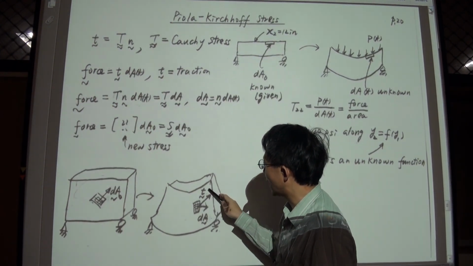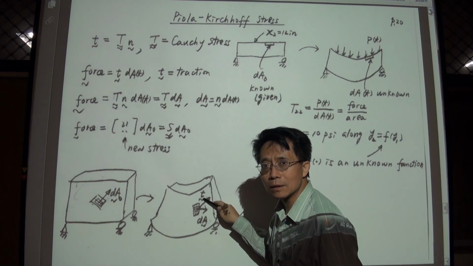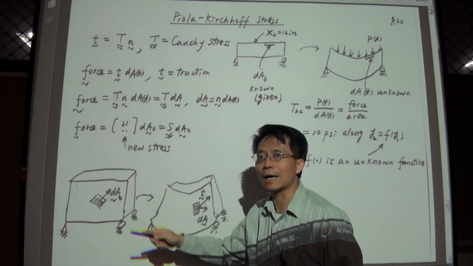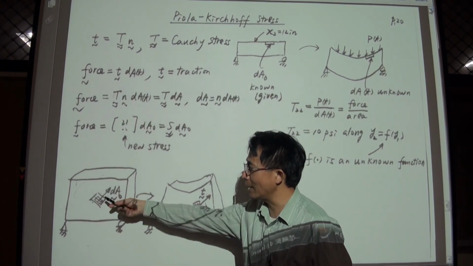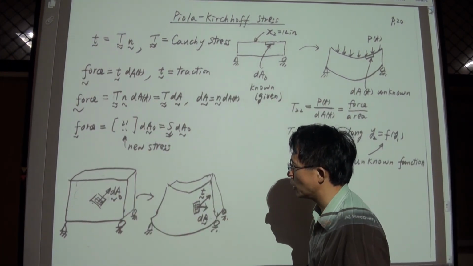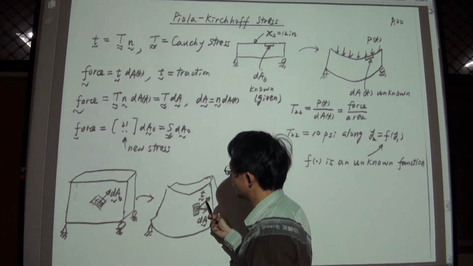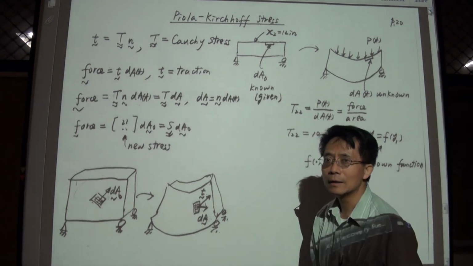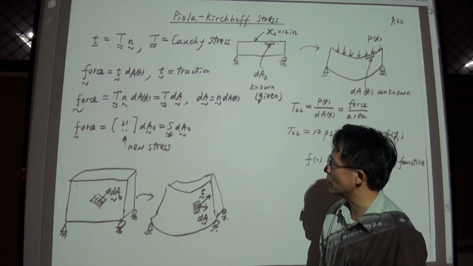But now we try to relate this force vector or traction vector to this area. This area is known, okay? So the situation will be better. This one is related to this one by a matrix, okay? And this will make the situation better.